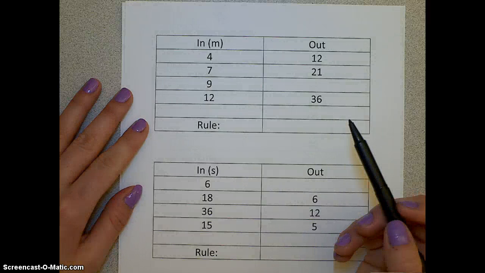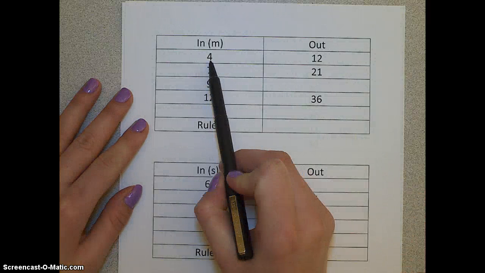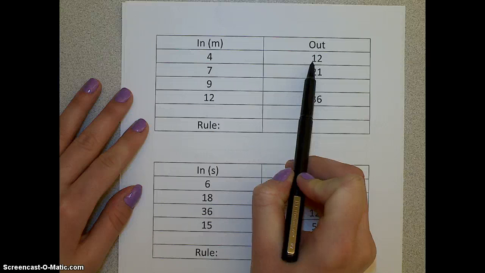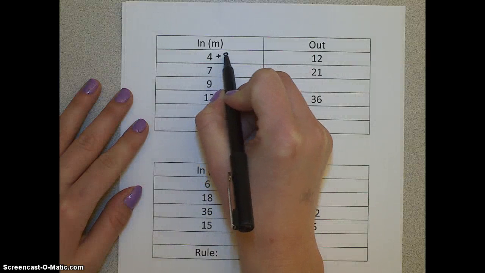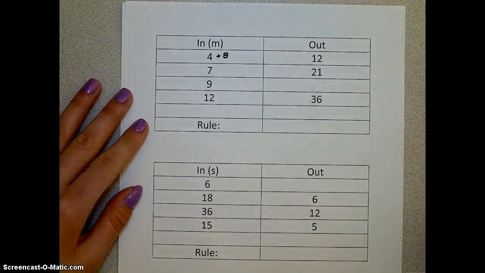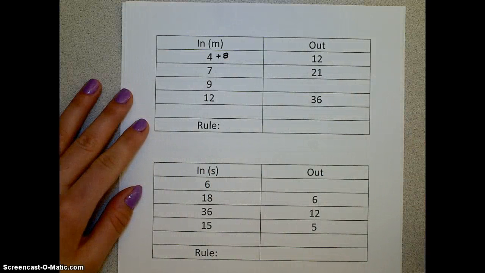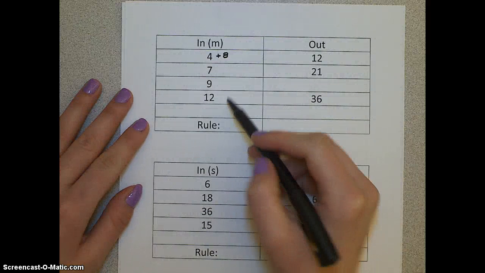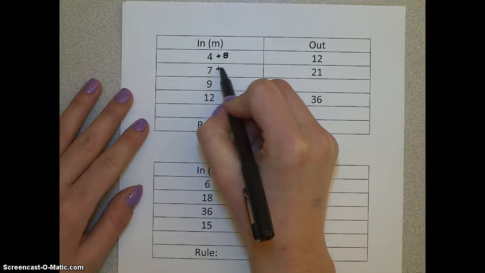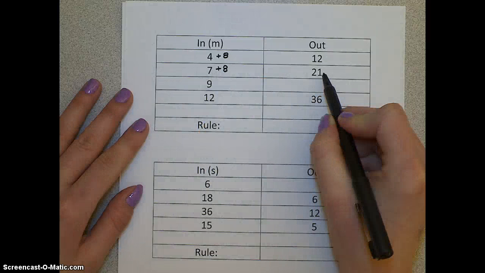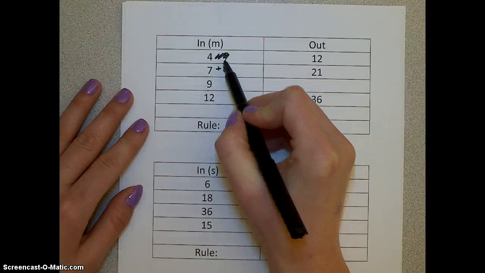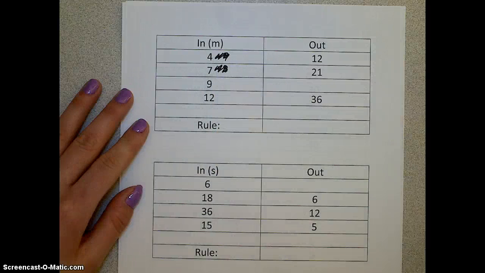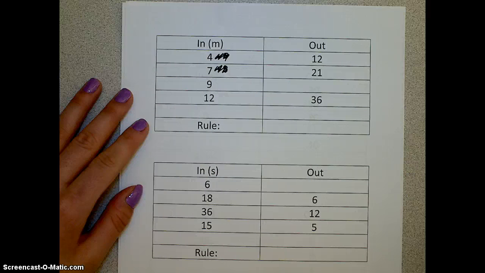So let's check. First I'm going to check what plus 4 will get me 12. I know that 4 plus 8 is going to equal 12. Let's see if that rule works for 7, because they all have to have the same rule. So 7 plus 8, that's 15, not 21. So I know my rule is not plus 8. I can cross that out. Process of elimination, trial and error.